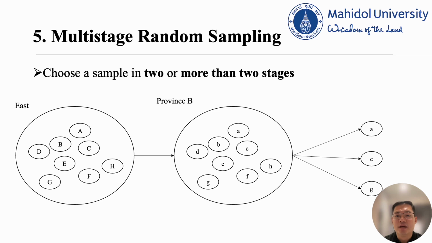Multi-stage sampling is used to select samples in two or more stages. For example, first randomly select provinces, then districts, then schools, and finally students within those schools. This approach is cost-effective and useful for large-scale surveys. It also reduces the need for a complete list of all individuals at the start.